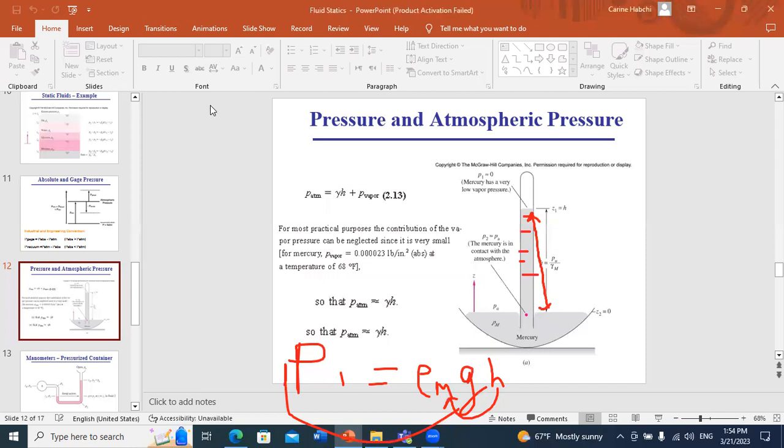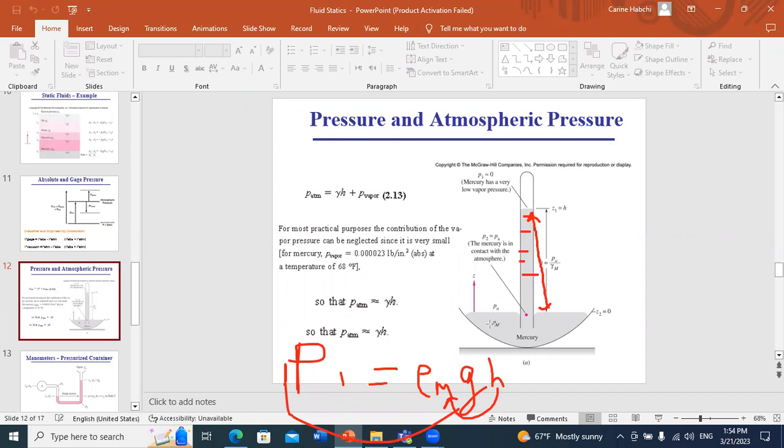Now, but what happens if we put a tube filled with mercury in a bowl full of water? This will be very different, because the analysis will be more complex: you cannot anymore say that you are moving in the same fluid. So it depends. We'll take some other examples to see how to do this.